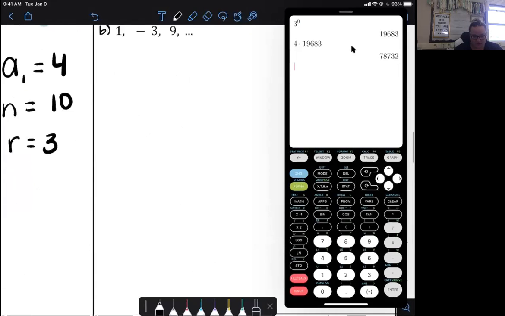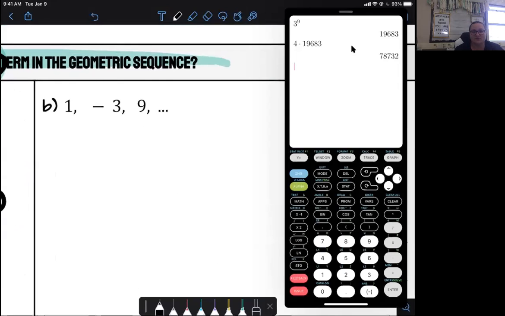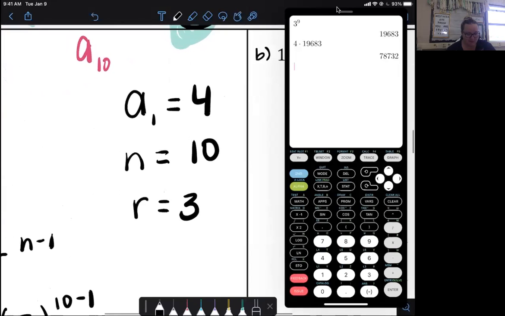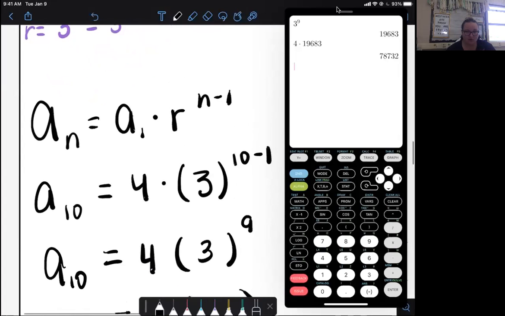All right, so now I want you to find the 10th term in the next geometric sequence. So you have 1, -3, 9, and so on. Now, just so you know, your common ratio r will be a negative number, so watch out for that as you calculate this. But you got this, give this a shot. Make sure you identify a sub 1, n, and r, and then plug it in to your explicit formula. If you need help, of course, just let me know.